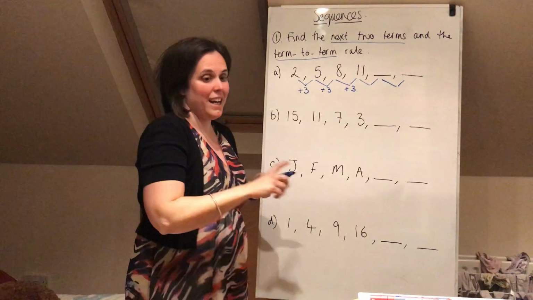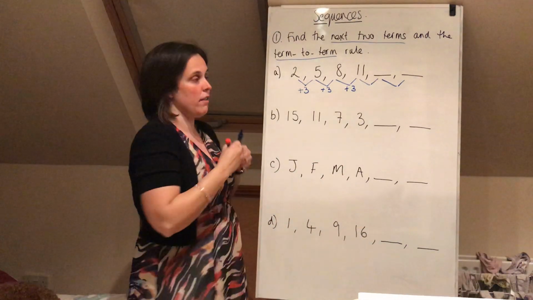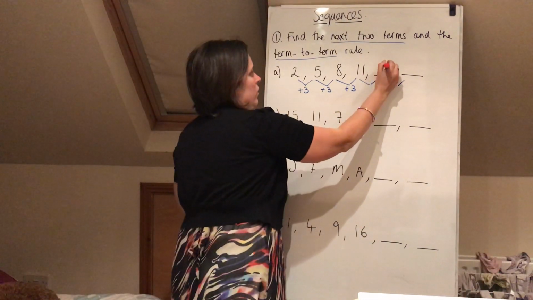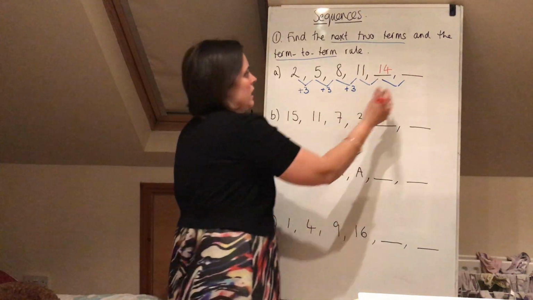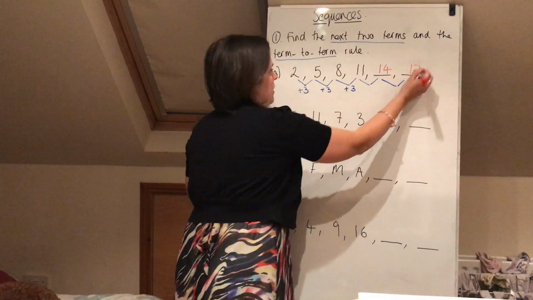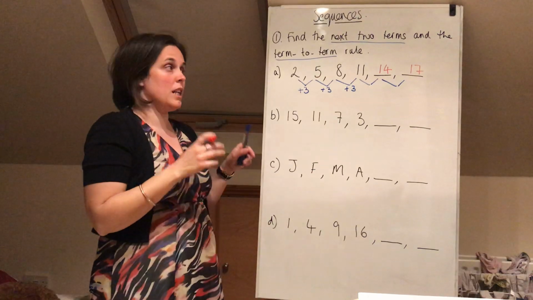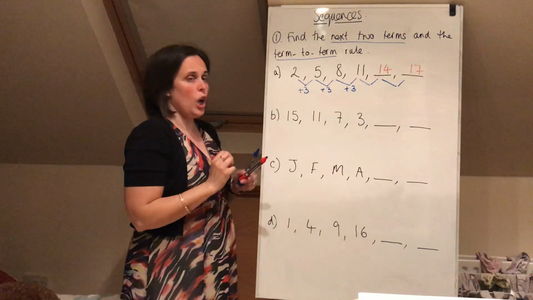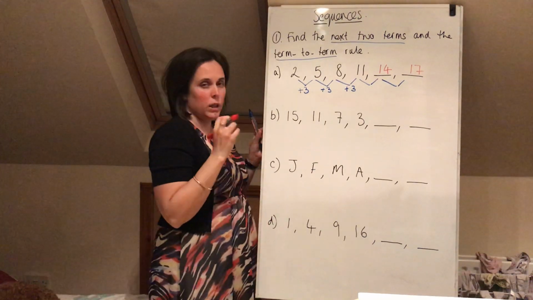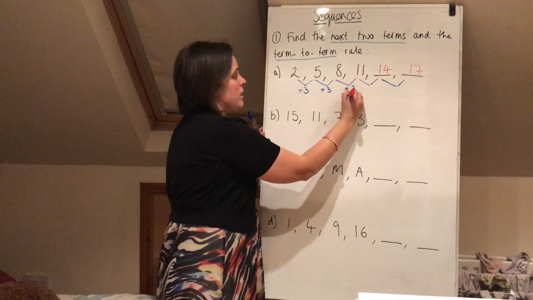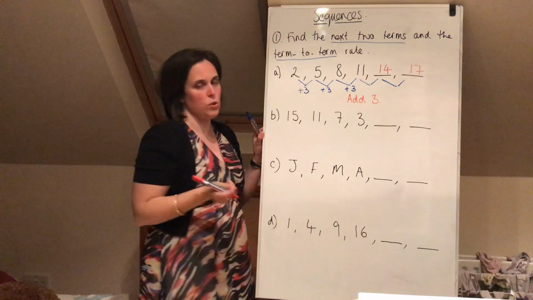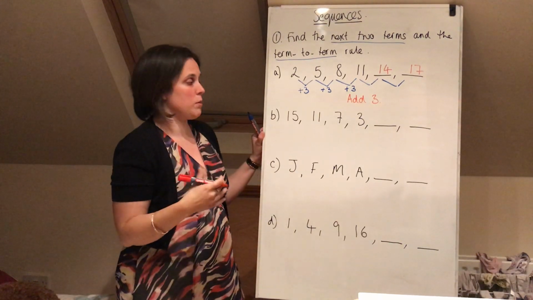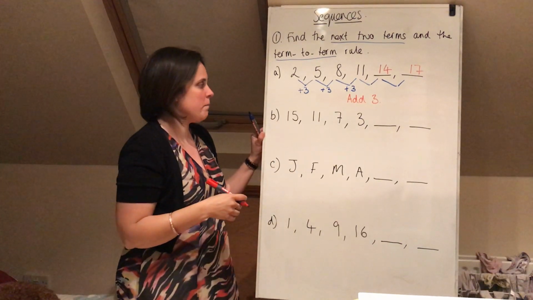Now if we add 3 to 11, we get 14. And if we add 3 to 14, we get 17. So that helps us with the next two terms. The term to term rule then, we can just write it in words, is quite simply to add 3. That's all we're doing. To go from one to the next, we're just adding 3, okay?